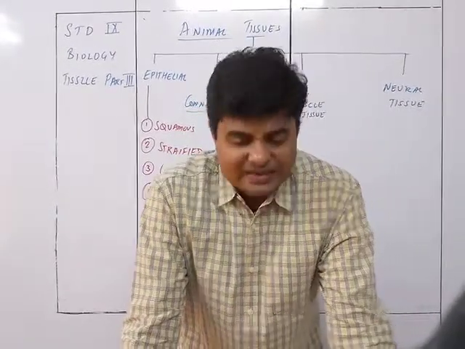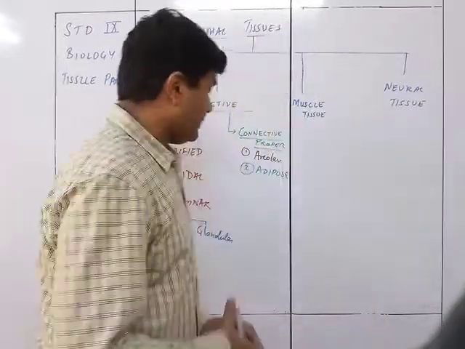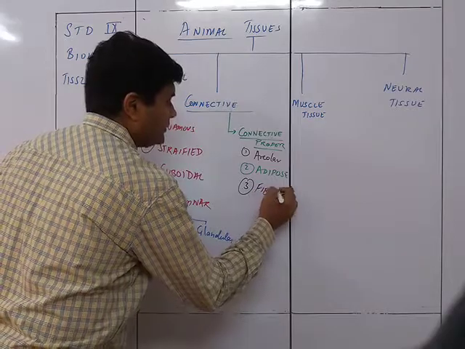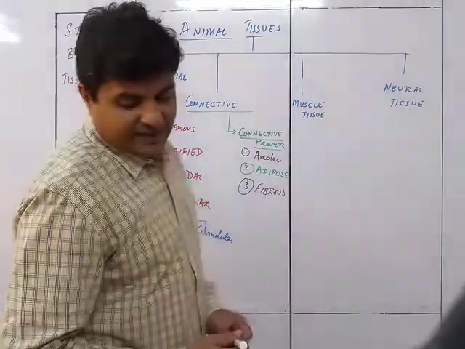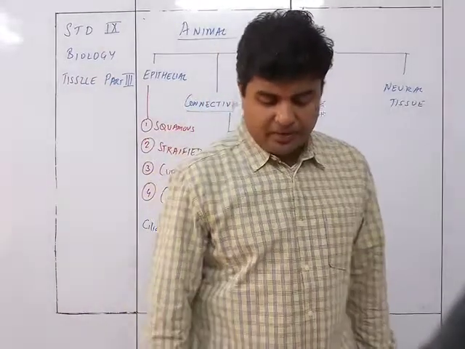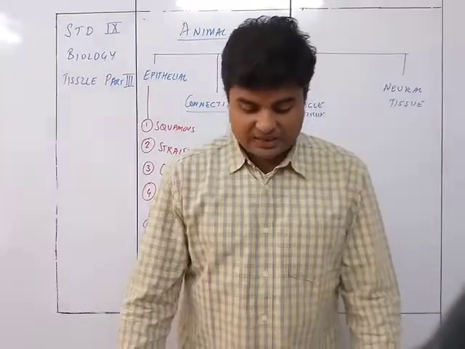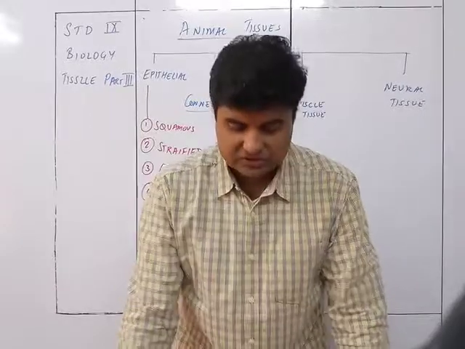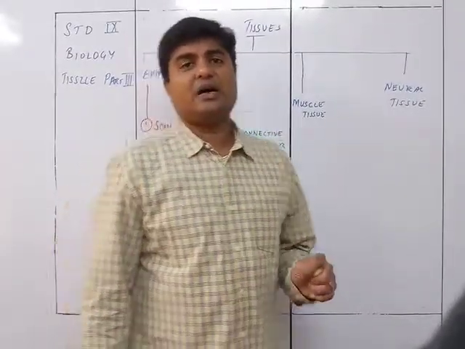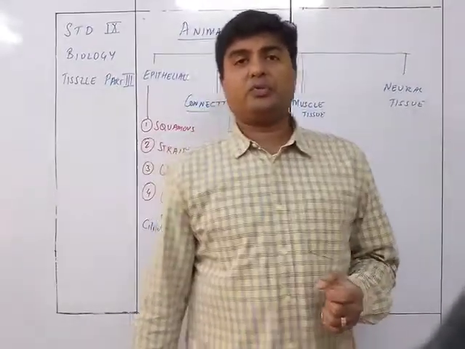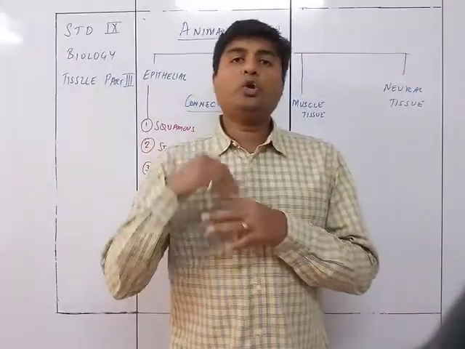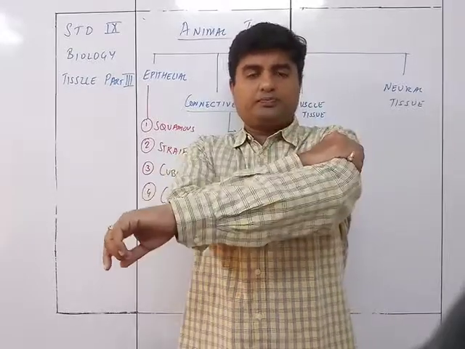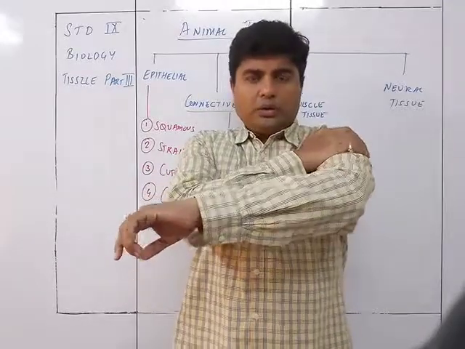The next is fibrous connective tissue. The third one over here is fibrous connective tissue. It is mainly formed of fibers forming cells which form tendons and ligaments. Tendons and ligaments are two kinds of connective tissues which connect bone to muscle and bone to bone. See, I see the bone over here. This is one bone, this is another bone.